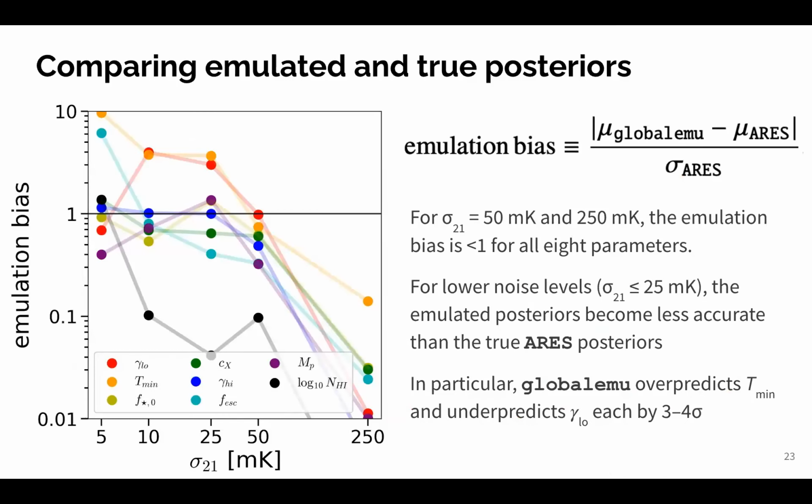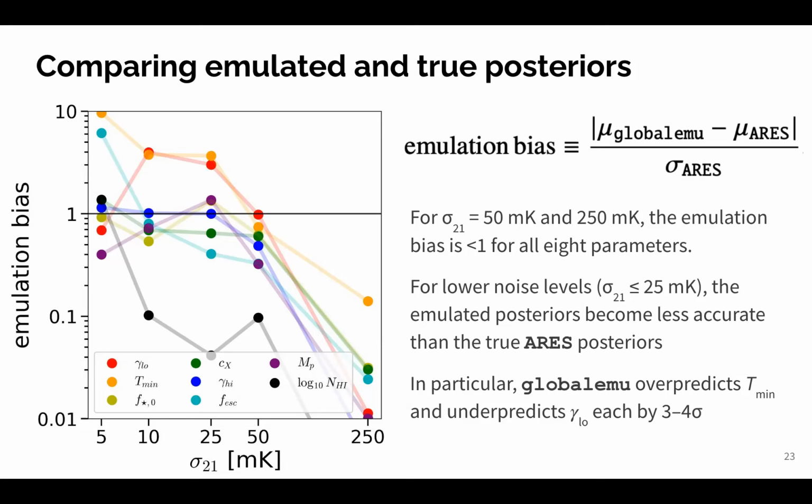So what I'm showing in this plot is the emulation bias, what we just discussed, for those different noise levels. All the different colors are the 8 parameters that we're constraining. And we can see that for increasing noise levels, the emulation bias decreases in general. And so Global Emu is able to very accurately represent the Aries parameter space at these 50 and 250 millikelvin noise levels. But at somewhat lower noise levels, it's harder for Global Emu to so accurately constrain these parameters, getting exactly the right values with respect to Aries.